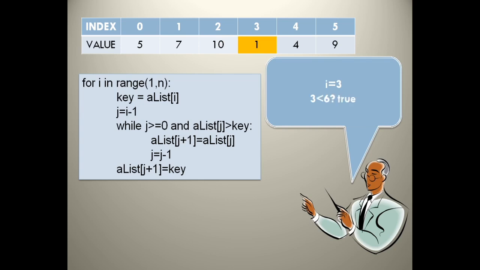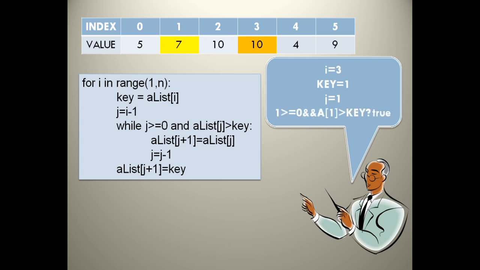i is 3, i is less than 6, that is 3 is less than 6. i becomes 3. The key will store 1. Then j will become 2, 3 minus 1. Then 2 is greater than or equal to 0, and A of 2, that is 10, is greater than 1, which is also true. Now what will happen? A of 2 will be copied into A of 3. Now i was 3, key was 1, j was 1.